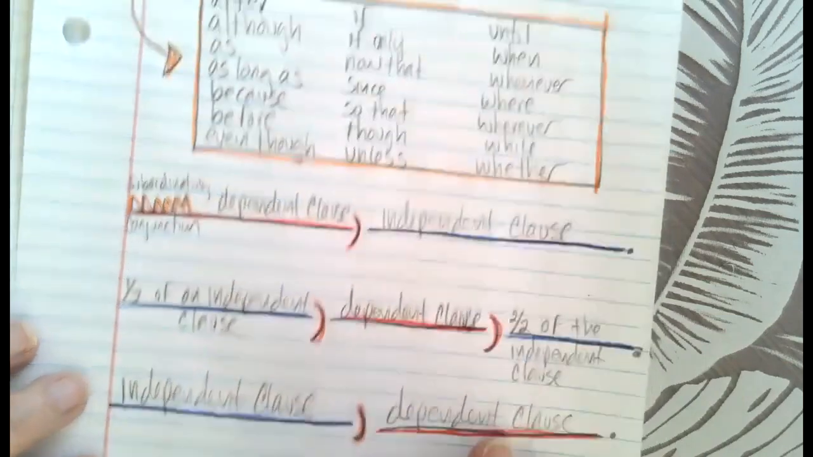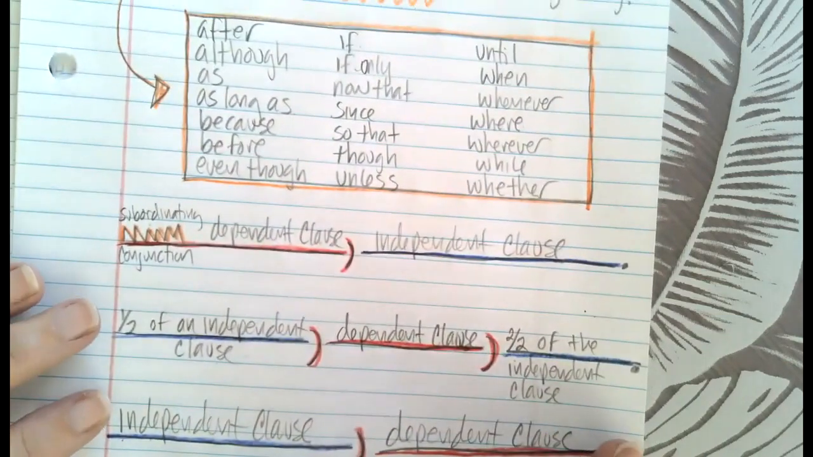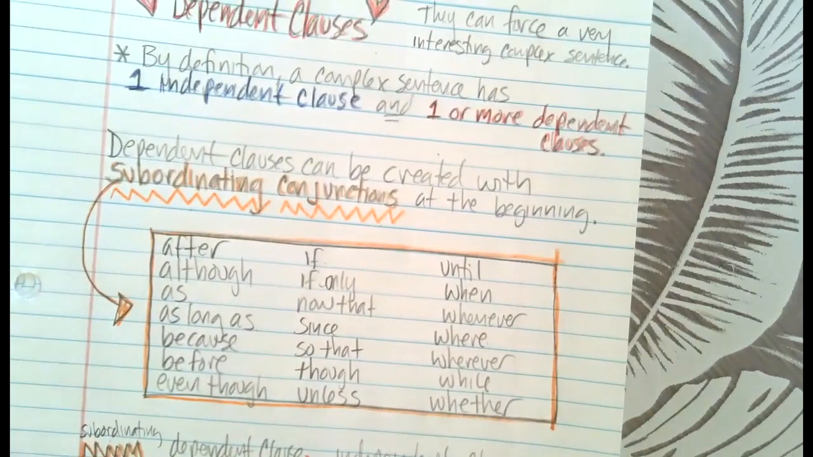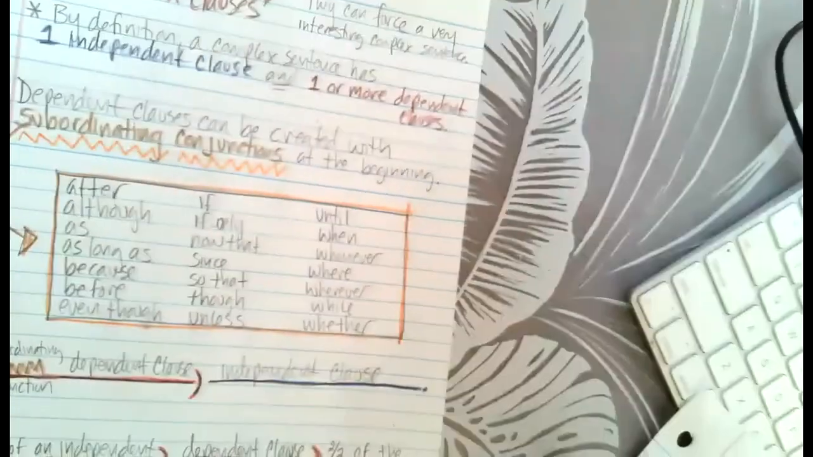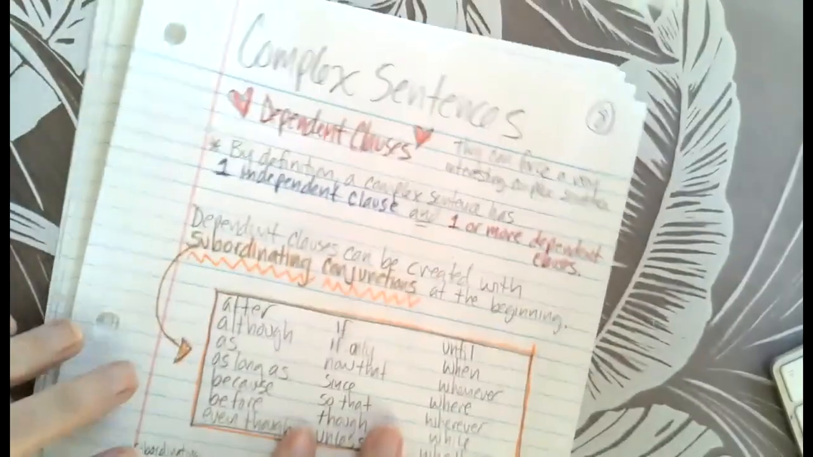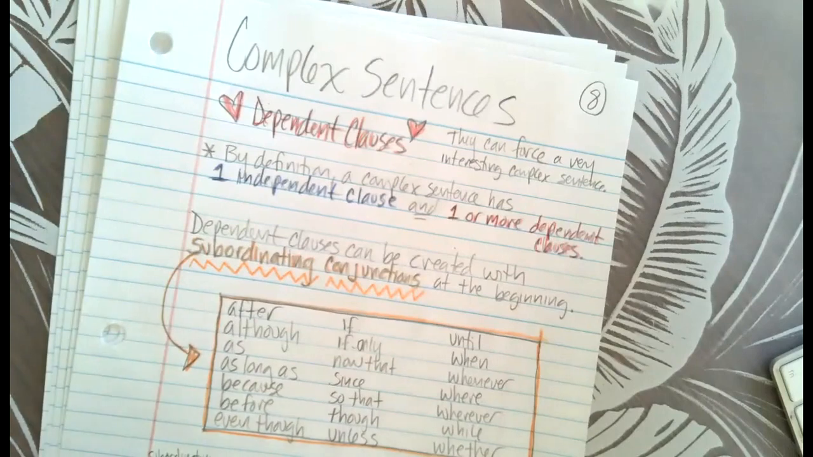Okay, so now we're going to go into IXL and do some practice with complex sentence structure. Actually, no, I'm so sorry. No, we're not. We're going to do first some notes on compound complex sentence structure. I apologize.